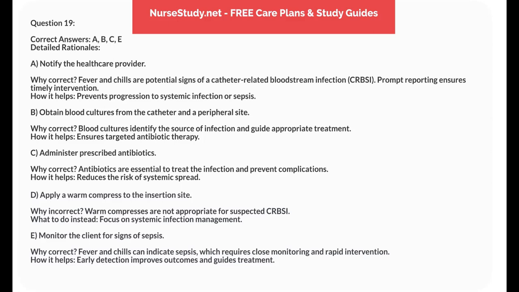B. Obtain blood cultures from the catheter and a peripheral site. Why correct? Blood cultures identify the source of infection and guide appropriate treatment. How it helps: ensures targeted antibiotic therapy. C. Administer prescribed antibiotics. Why correct? Antibiotics are essential to treat the infection and prevent complications. How it helps: reduces the risk of systemic spread.